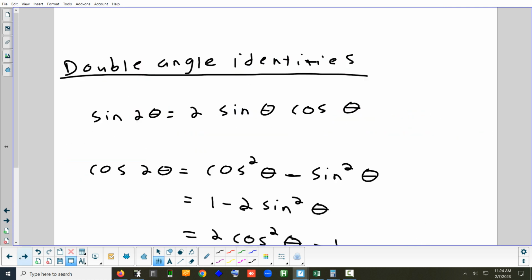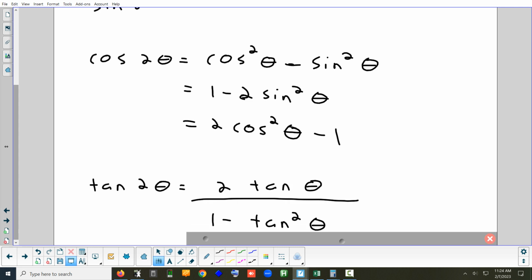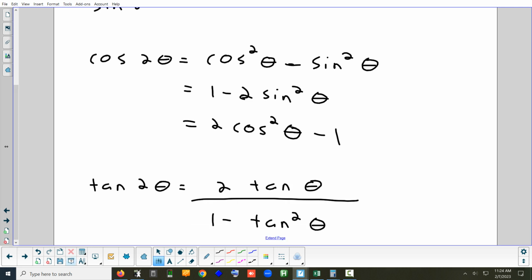Let's see what the book had. Is that the one we did? Yeah. So you can get the tangent 2 theta identity using the tangent sum identity. That's exactly how they did it. So it's not really that hard to figure out where these are coming from. They're all based off more basic ones.